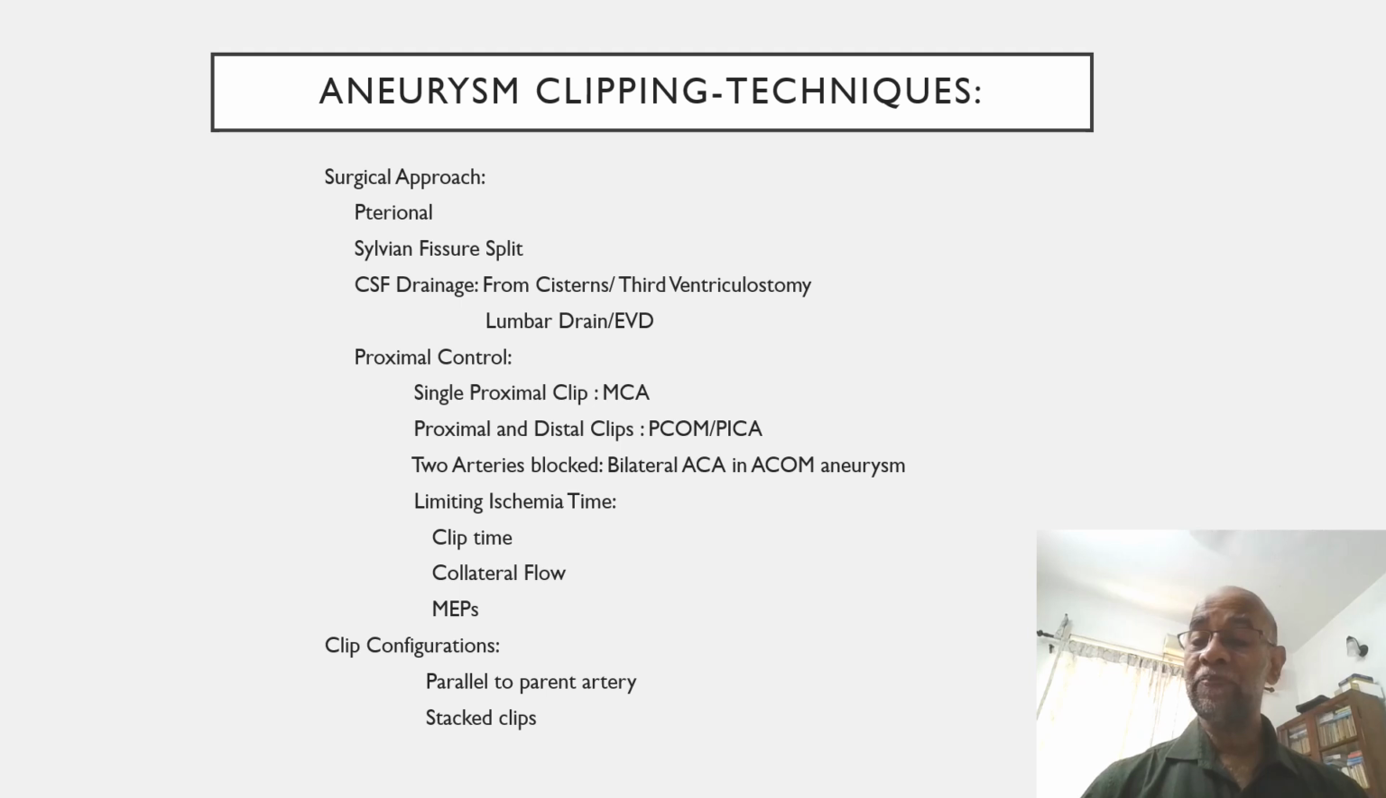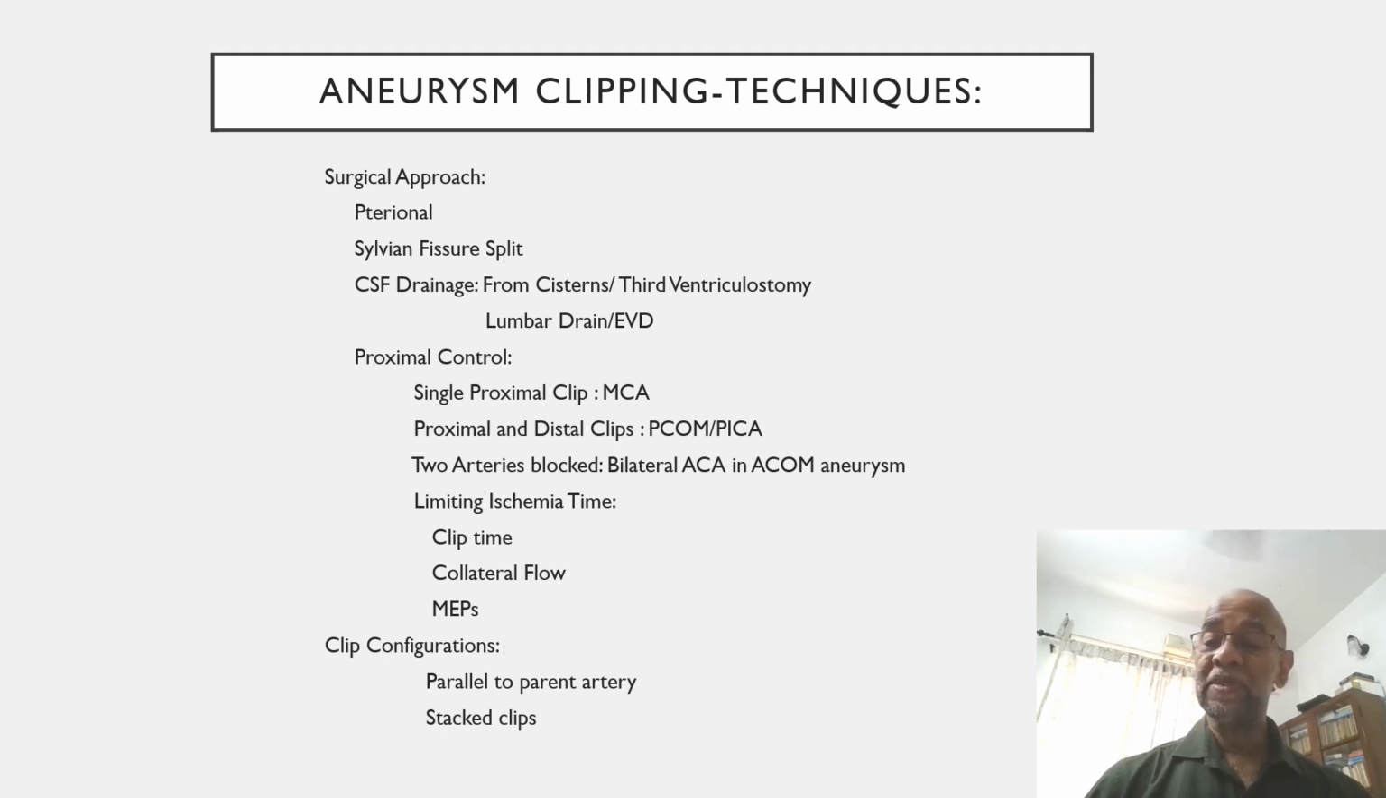The third is that a brain which is bulging is a brain which is tense. So this tension can be reduced by CSF drainage. It can be done intraoperatively by draining CSF from the cisterns. It can be done by a third ventriculostomy when you are approaching an ACOM aneurysm, or a lumbar drain or an external ventricular drain may be used.